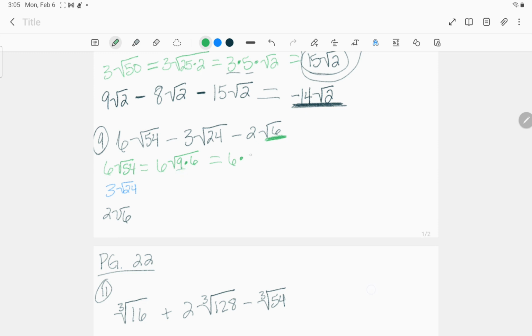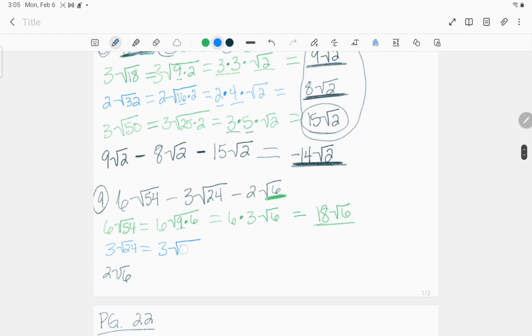The square root of 9 is 3. 6 times 3 is 18 times the square root of 6. Okay, so that's my first one. All right, so now I've got this 3 and 24. So we've already decided that 6 is going to be what's left over. So 24 divided by 6 is 4 times 6. The square root of 4 is 2 times the square root of 6. 3 times 2 is 6 times the square root of 6.